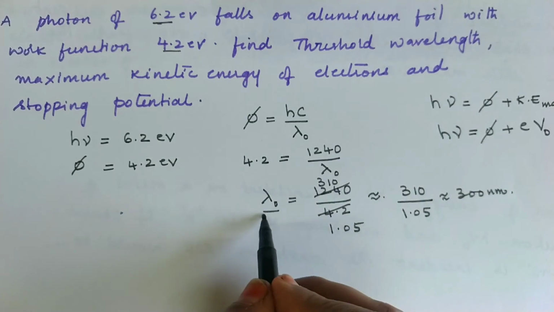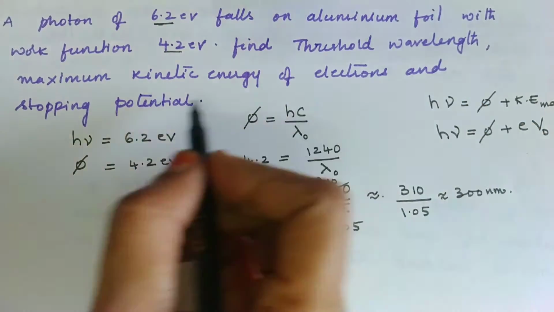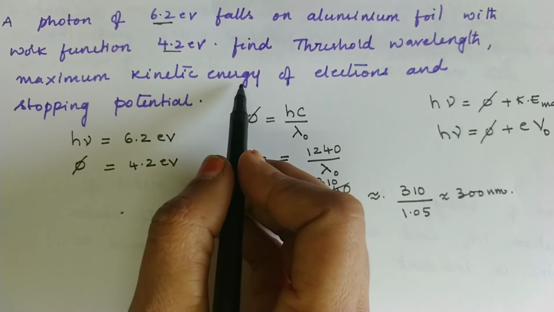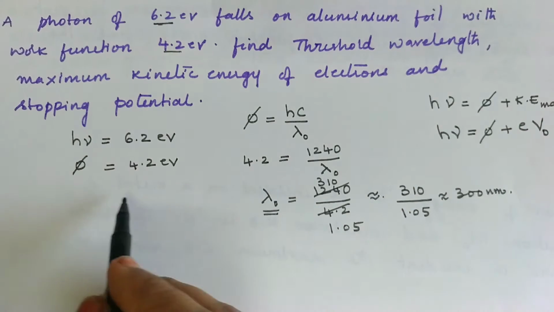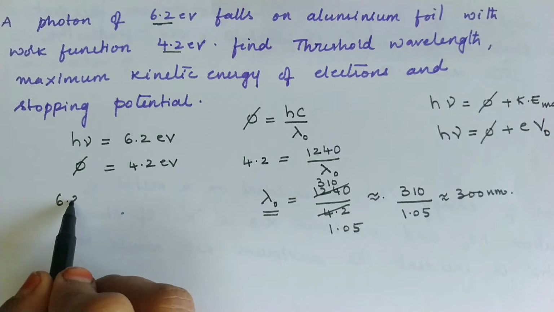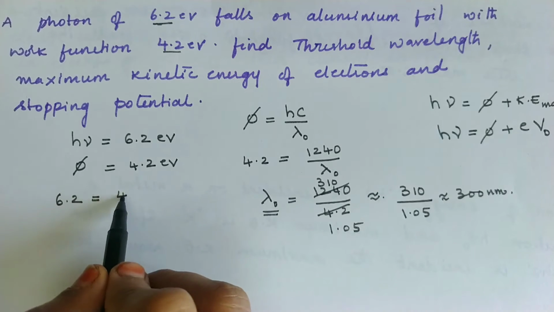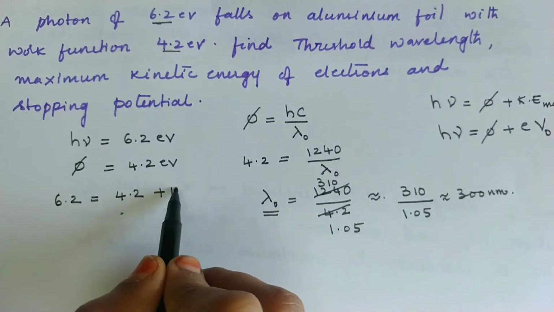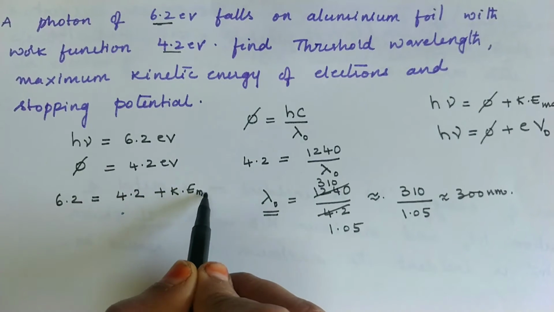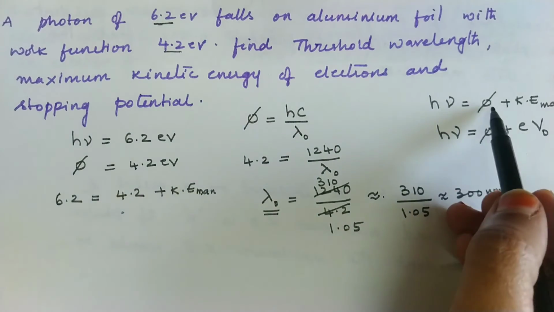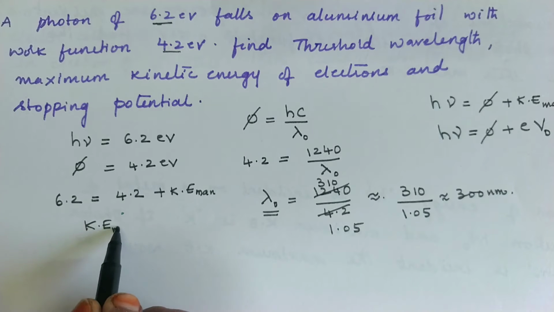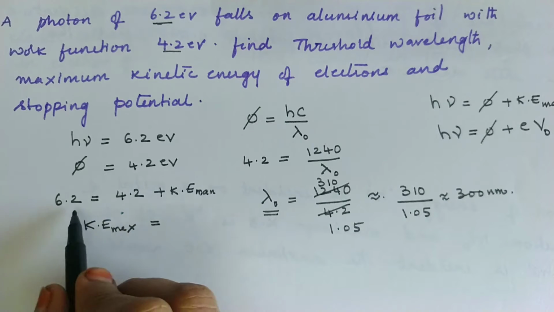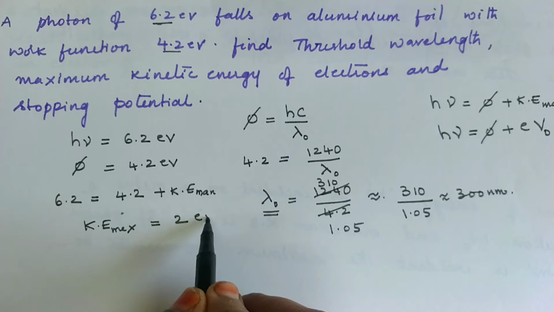Now you know the threshold wavelength. Now go back to the second bit: determine the maximum kinetic energy. How to get the maximum kinetic energy? By using Einstein's photoelectric equation. So I will use 6.2 is equal to work function plus KE max, that is h nu equal to work function plus KE maximum. So what is the maximum kinetic energy in electron volts? 6.2 minus 4.2, it is 2 electron volts.